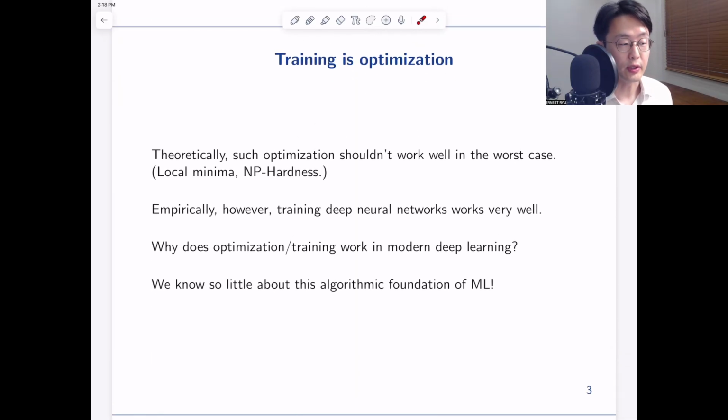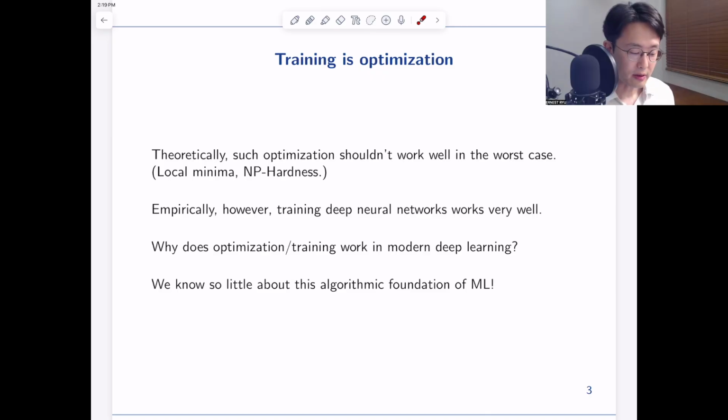I'm an applied mathematician, and as such, I want to understand why and when training works well. However, if we take a very theoretical mathematical lens at this problem, one might conclude that the optimization shouldn't work well. Why so? Because the optimization is a non-convex optimization problem, so there can be local minima. Perhaps the training gets stuck at local minima. Or you can take an alternate route and say, well, the class of training neural networks is an NP-hard problem class, and there is no known efficient way to solve an NP-hard problem, so we shouldn't be able to efficiently solve this training problem.